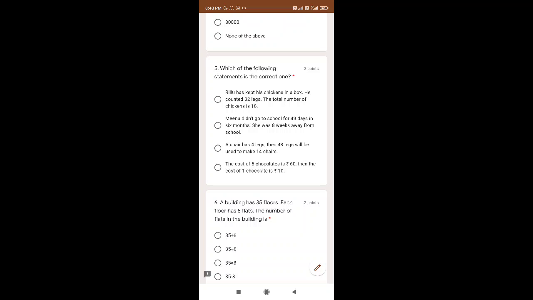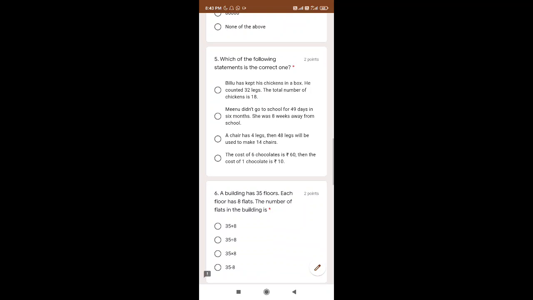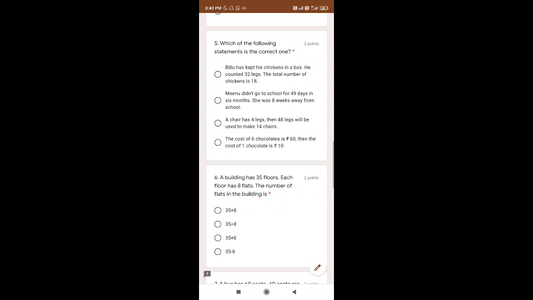Then come to option B. Minnu did not go to school for 49 days in 6 months. So students, in a week how many days are there? Yes, very good. 7 days are there in a week. So 49 days will make how many weeks? Yes, 49 divided by 7 equal to 7 weeks. But here it is given that she was 8 weeks away from school. So it will be also wrong.